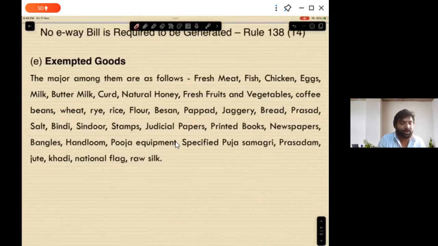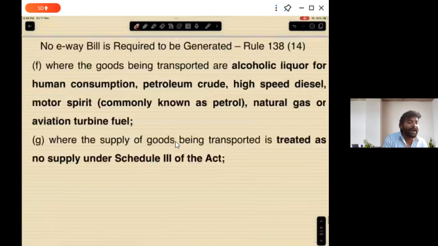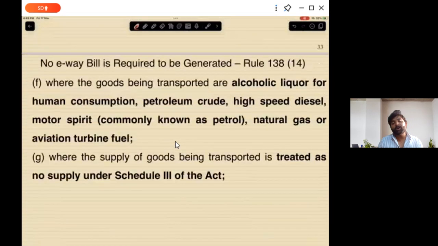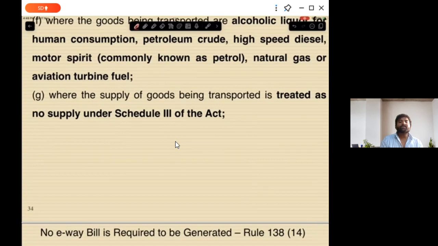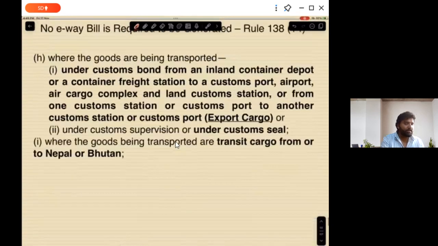Next, all exempt goods. I have already told you there is no e-way bill required for exempt goods. That's why we have excluded the value of exempt goods from our 50,000. You do remember? So there is no requirement of e-way bill for exempt goods. Next, no e-way bill is required for alcohol and petroleum because they are not covered under GST. These commodities are non-GST goods. Therefore, no e-way bill for alcohol and no e-way bill for petroleum products. Definitely, no e-way bill for all the goods transported under Schedule 3. If there are any goods transported under Schedule 3, of course, there is no requirement of any e-way bill.